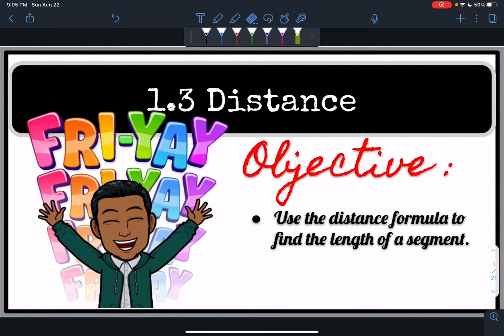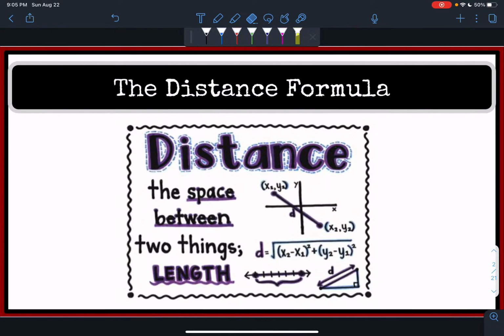This is lesson 1.3, distance. The objective of this lesson is to use the distance formula to find the length of a segment. The distance formula is the formula that finds you the distance or the space between two things, specifically 2 points. We refer to that as the length.